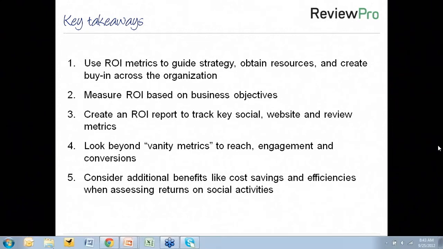Second, measure ROI based on business objectives. You want to personalize the way that you measure and report progress for your situation. Third, create a ROI report to track key social, website, and review metrics. Each of these three categories is important to look at improvements that can be made in each of the three categories. Fourth, look beyond vanity metrics to reach engagement and conversations. Vanity metrics may look impressive at first glance, but if you want data that actually means something, you have to dig a bit deeper. And then finally, consider additional benefits like cost savings and efficiencies when assessing returns on social activities. You've got to look at the whole picture here. So we can go to the next slide.